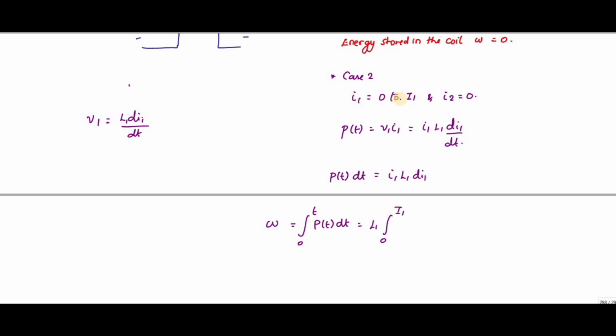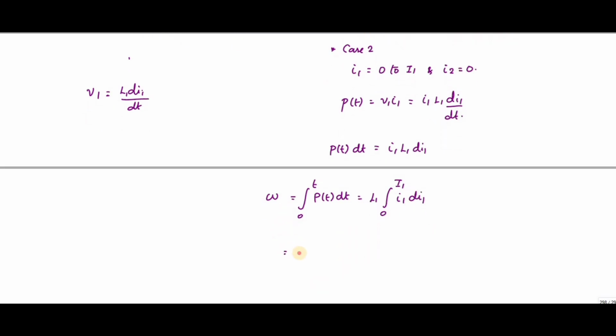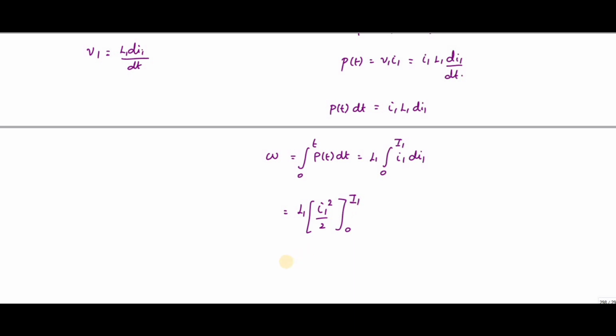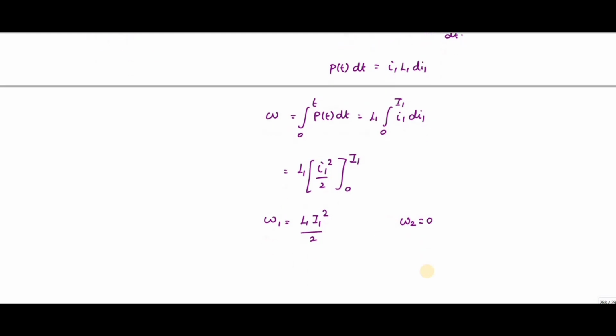Since I1 is changing from 0 to I1, I can write the energy as L1 times the integral, which gives I1 square divided by 2, from 0 to I1. Substituting, I will get L1 I1 square divided by 2. This is your energy, W1, whereas W2 is equal to 0. So the total energy here is L1 I1 square divided by 2.